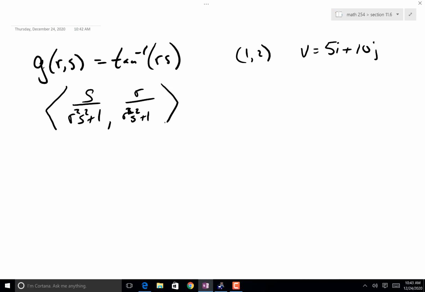Cool. So what happens at 1, 2? At 1, 2, it's going to be 2 over, and then it's going to be 4 plus 1 is 5. I guess the other one would have to be 1/5. Beautiful.